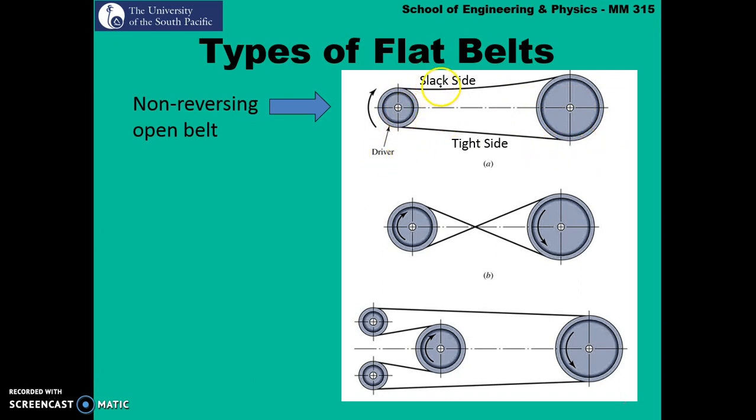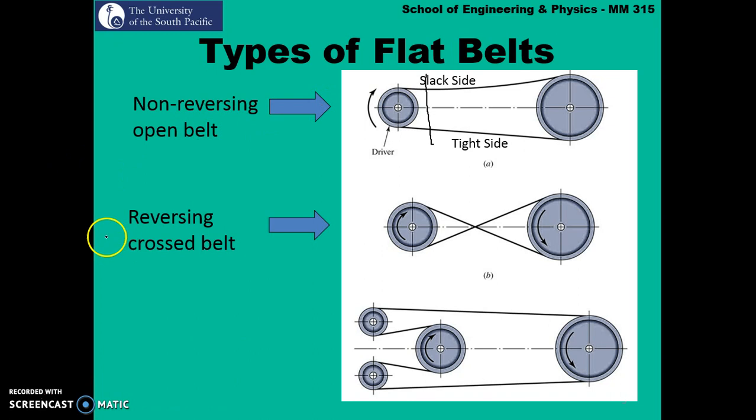Now you can see that again you've got the slack and the tight side. So how do we determine which one is the slack and which one is the tight? Again we refer to the theory that we learnt in our brakes chapter. If the driver is rotating clockwise, we determine the slack and tight sides with respect to the driver pulley. If we assume that the belt is fixed at this point, you will notice as this pulley rotates clockwise, this side of the belt is pulled, so this becomes the tight side, and naturally the other one becomes the slack side. So that's the non-reversing open belt system.